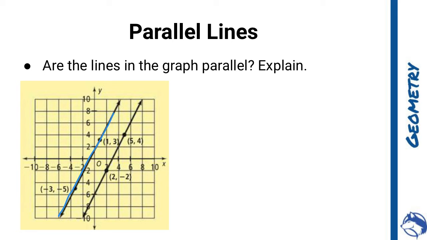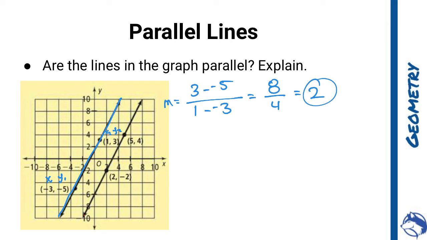So this one's my blue line. So this is my x2, y2, and my x1, y1. So I'm going to do 3 minus a negative 5 over 1 minus a negative 3. This gives me 8 over 4, which the slope is 2. So that's the slope of my blue line.